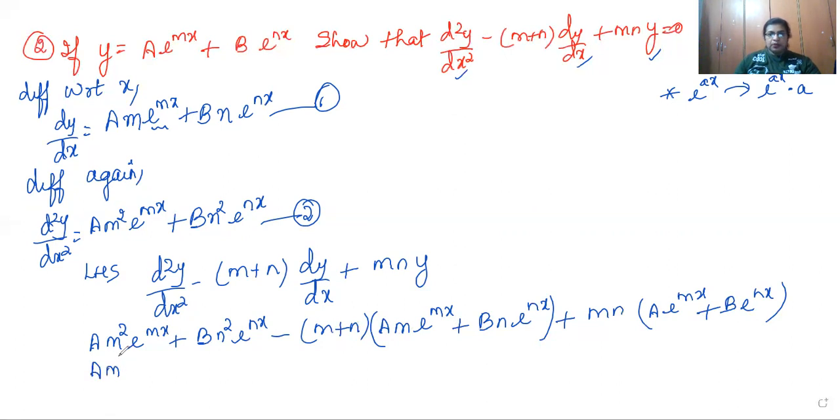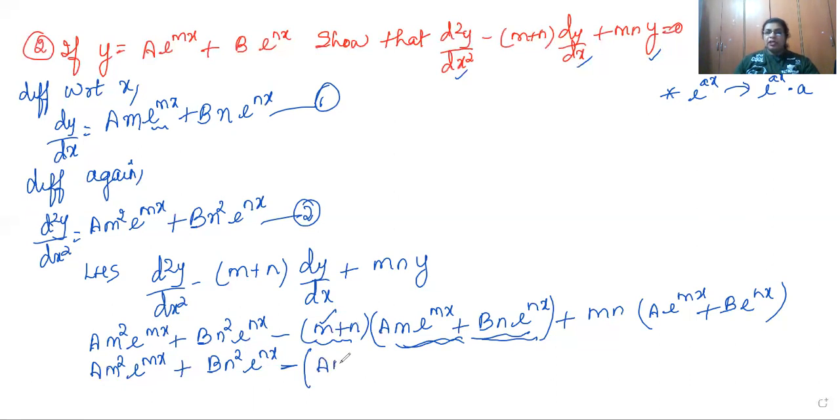So a m² e^(mx) right as it is, plus b n² e^(nx). Now here there are two terms, here there are two terms, 2 into 2, 4. Those 4 terms in the middle will have the minus sign. Care should be taken: don't write minus only for one term and cancel all the terms, that is not possible. So you will have 4 terms. What you do, multiply this entire bracket first with m. So therefore it is minus. Okay, so I'll put a bracket, then I will open.